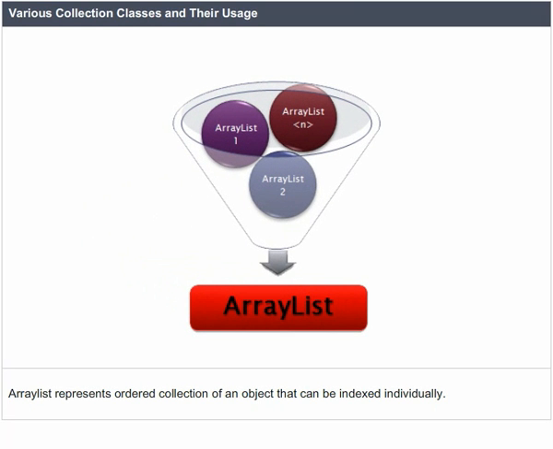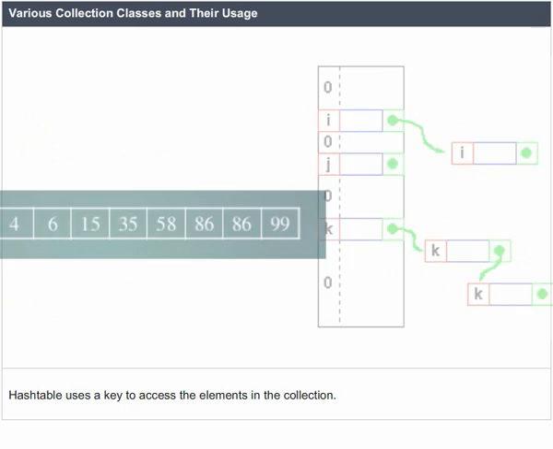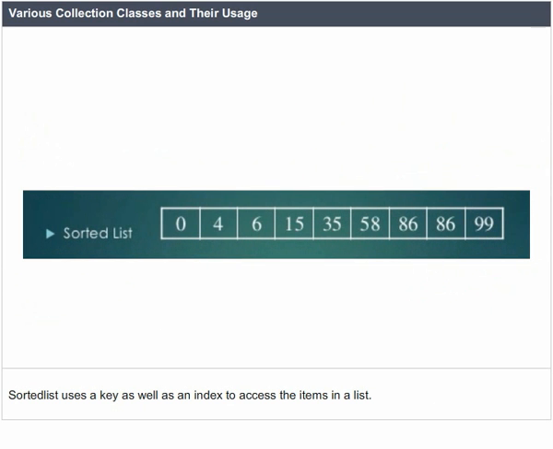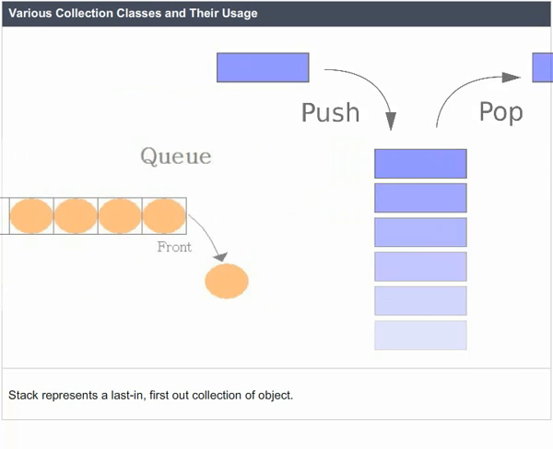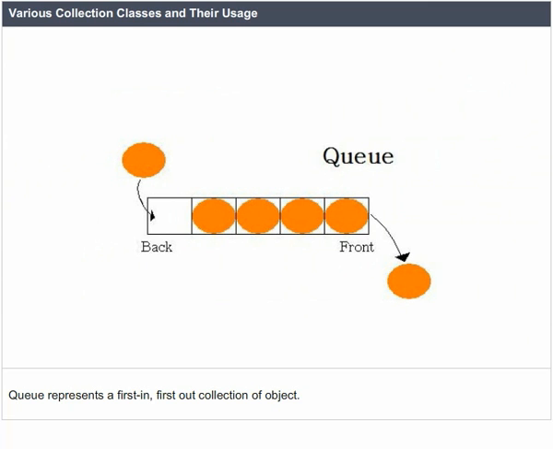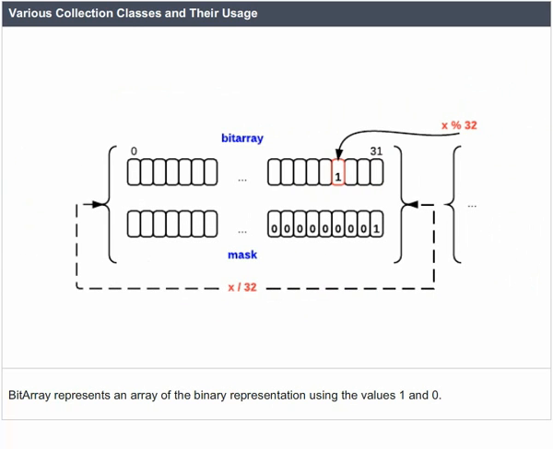Array list represents ordered collection of an object that can be indexed individually. Hash table uses a key to access the elements in the collection. Sorted list uses a key as well as an index to access the items in a list. Stack represents a last-in, first-out collection of object. Queue represents a first-in, first-out collection of object. Bit array represents an array of the binary representation using the values 1 and 0.